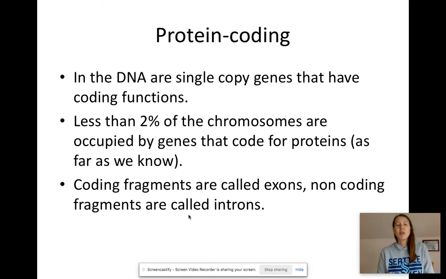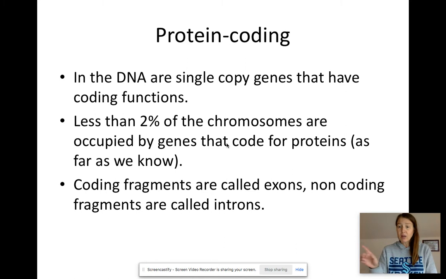All right, protein coding genes, we know these. These are the single copy genes. They've got coding functions. So like there's a gene for making hemoglobin B. There is a gene for making rhodopsin. So these are the genes that we know of that we will transcribe and translate into proteins. This is actually generally less than 2% of our chromosomes.